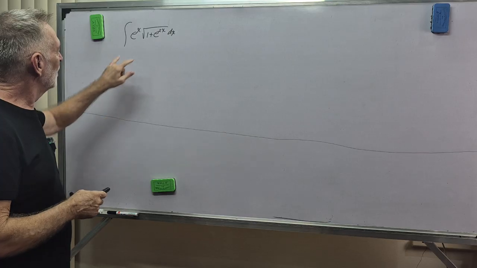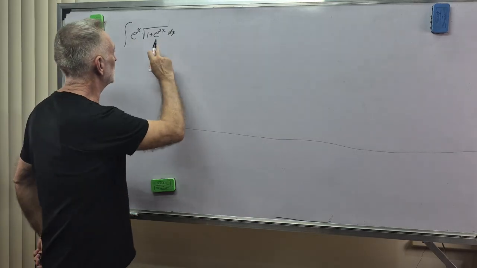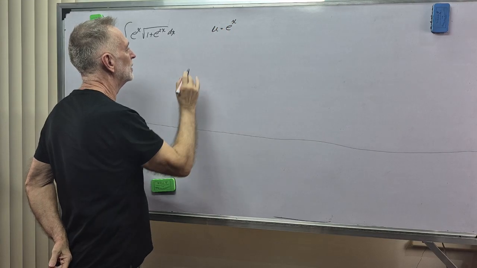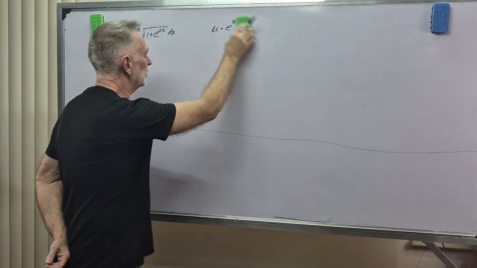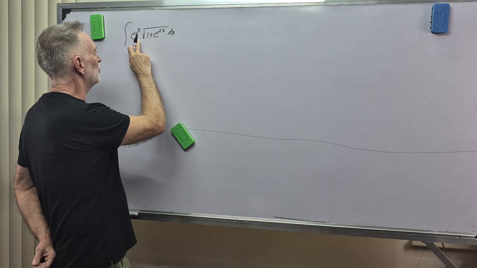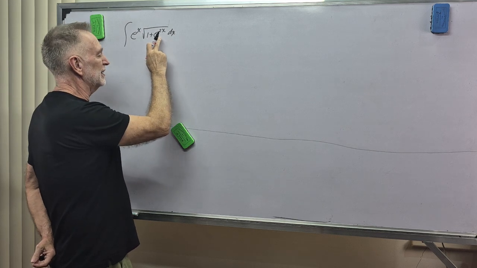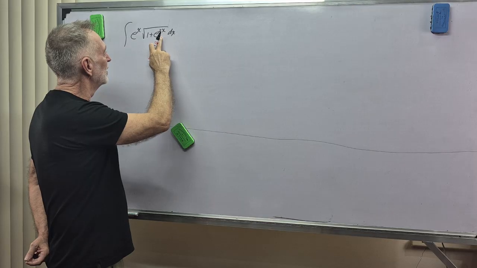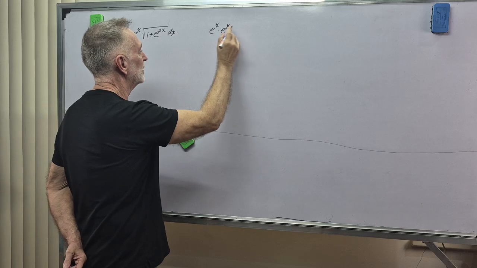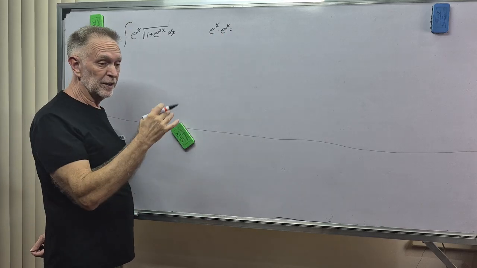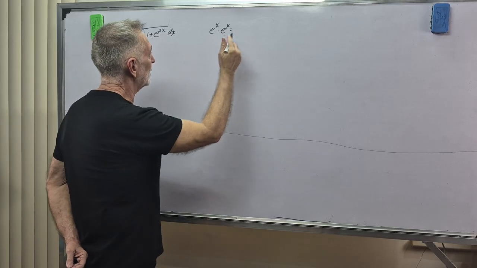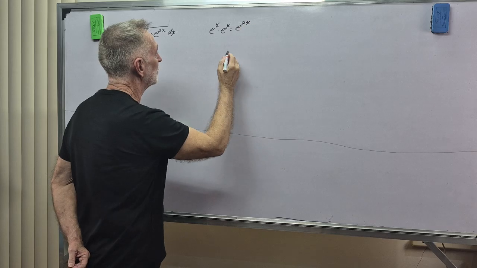Okay, one thing that I observed was, if I let u equal e to the x, then this is u squared. Because if I take e to the x times e to the x, remember the rule, a to the m times a to the n is a to the m plus n. So I add the exponents, that's e to the 2x.